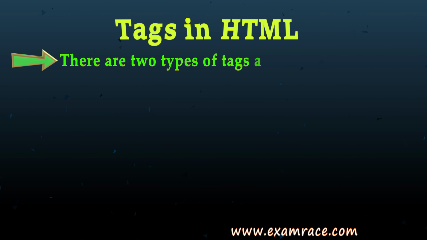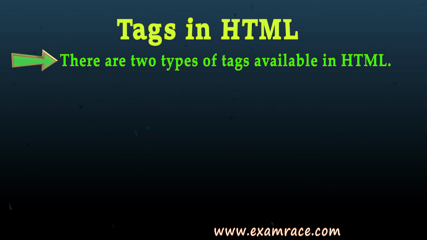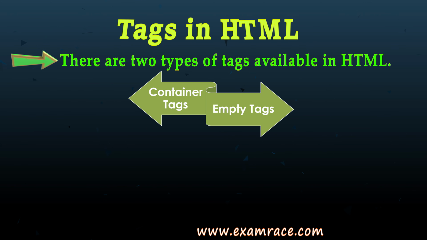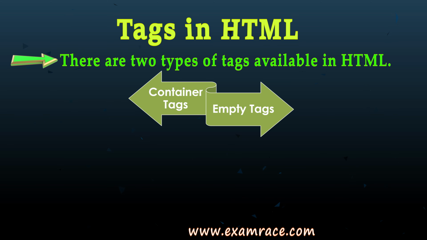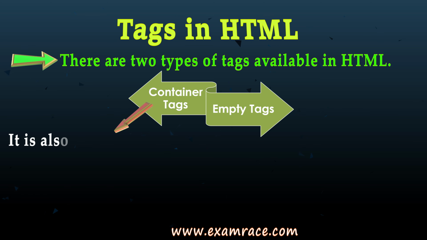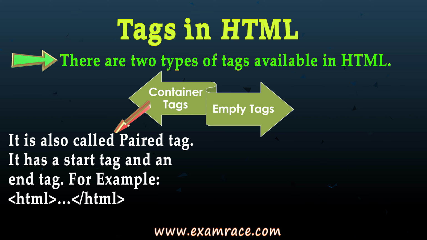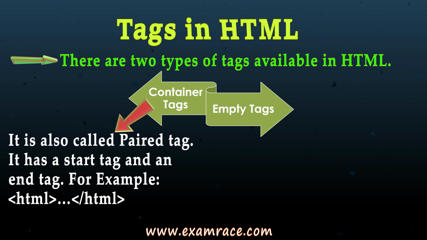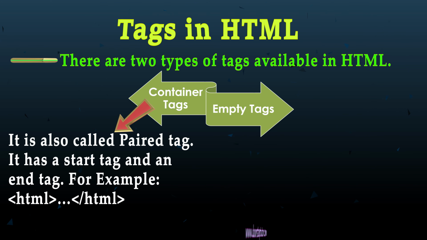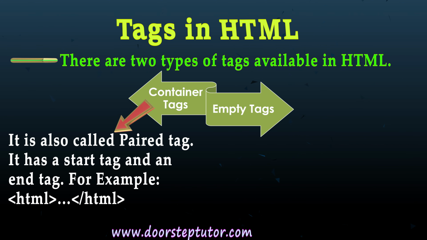So there are two basic tags available in HTML. The first one is container tags and the second one is empty tags. As we know, every HTML tag is in brackets. Under container tags, we will have double tags: one is the opening tag, and the second is the closing tag. These container tags are also called paired tags, with a start tag and an ending tag.